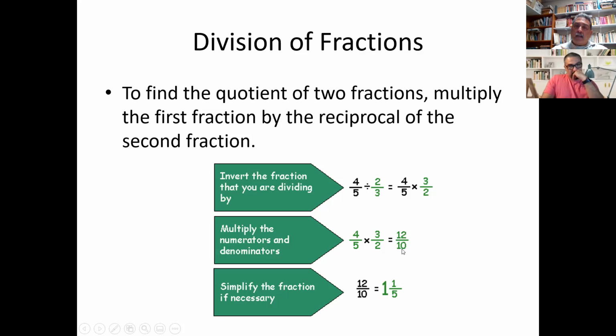And 1 times 10, and then you have a remainder of 2. You have 2 over 10 which I simplify, 2 divided by 2 becomes 1, 10 divided by 2 becomes 5. Do you follow, or do you want, I can show it to you on the tablet if you want.